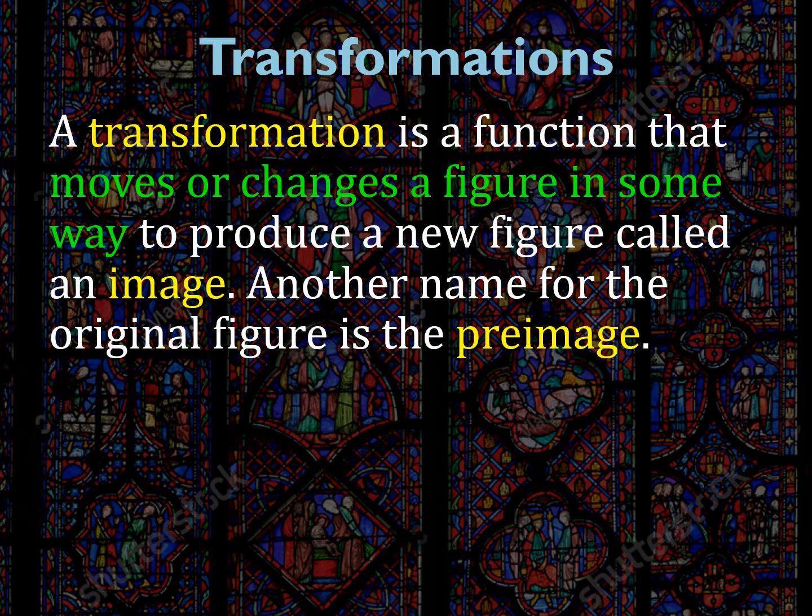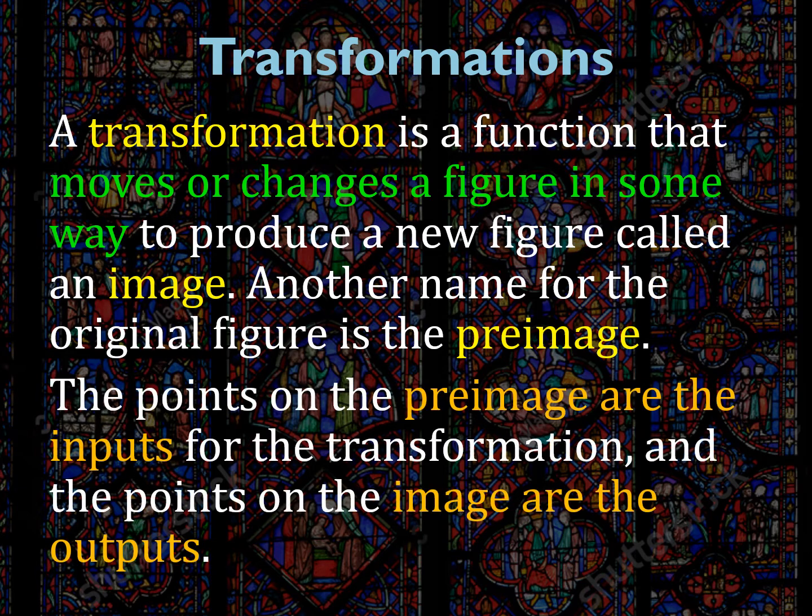So a transformation basically moves or changes a figure in some way. The points on the pre-image are inputs for the transformation, and the points on the image are the outputs. So the pre-image is the before, those numbers refer to the inputs. The image is the after, those numbers refer to the outputs.